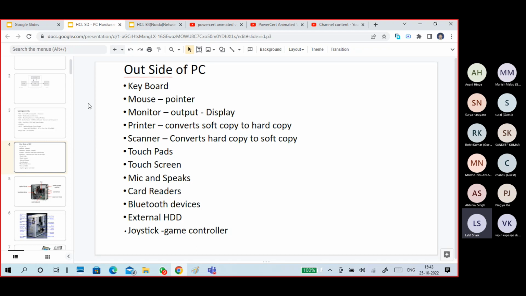Touchpads: laptops usually have touchpads too, for mouse functioning. Touch screens: nowadays we have mobile tablets, including two-in-one laptops, all-in-one desktops, and also touchscreen laptops, Surface Pros. These all come under touchscreens. We have a touchscreen to give input, so instead of a mouse, we can simply use touch. Mic and speakers.